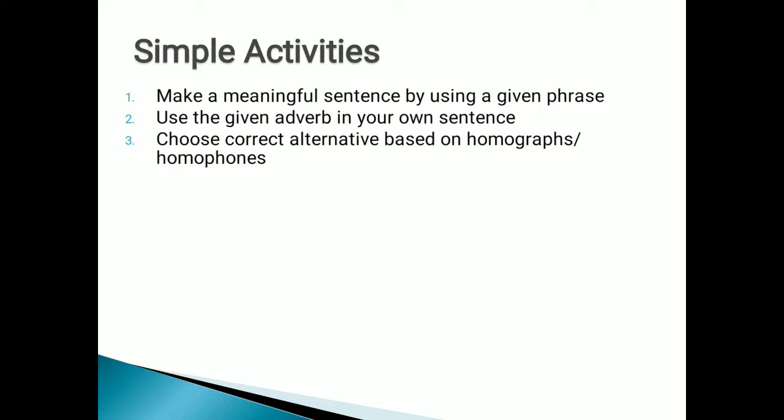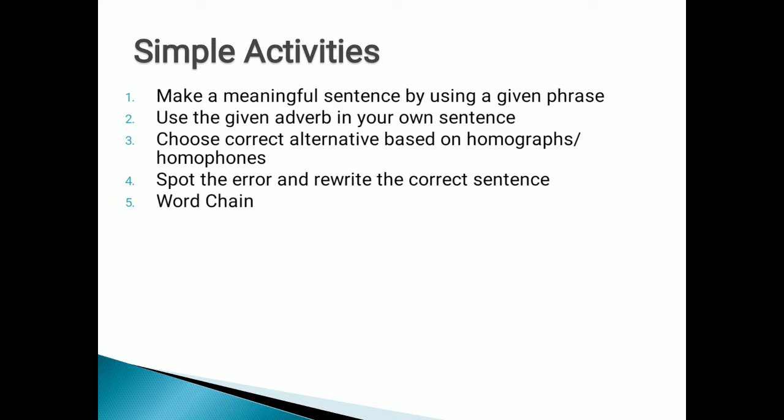So next activity, that is fourth activity, that is spot the error and rewrite the correct sentence. Here you should have the knowledge of grammar, and even you should know about sentence construction methods. Generally in this activity you have to identify the error in the given statement, correct it and rewrite it in the correct form. Activity 5, in which you have to complete the word chain. Here, as per the given word, you have to find out 4 related words of that category or genre.